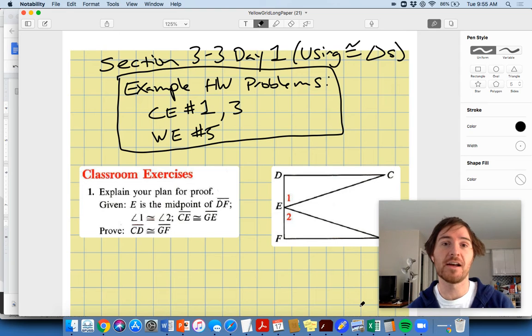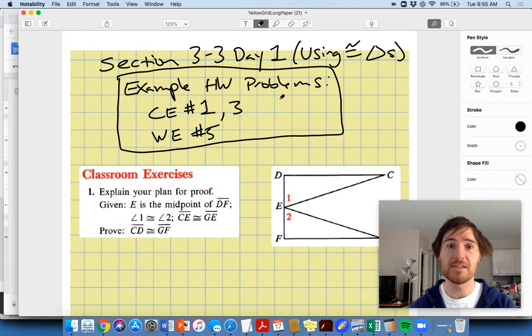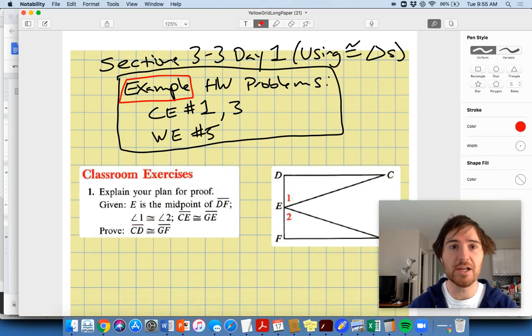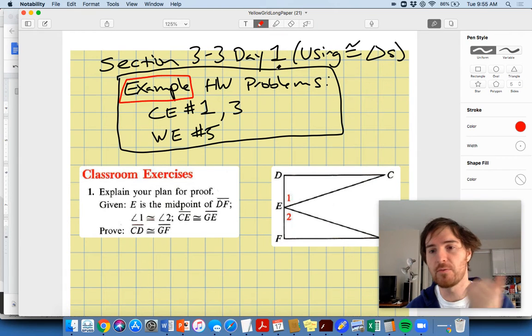Anyways, welcome guys. We have a rise and shine homework example problems here. Got some examples, right? These are just some that are going to be on your homework today, your asynchronous classwork and homework. And this section is section 3.3, day 1. We're just doing day 1 and 2 here.